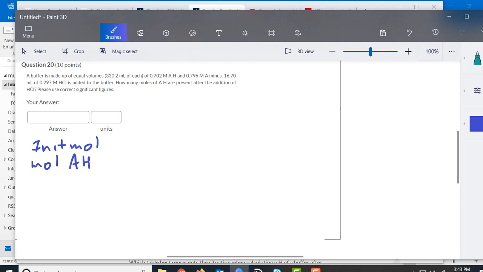Now we don't really need the moles of A-. I'm going to go ahead and get them anyway, but we don't need to actually have them for this specific problem, but you will need them for other problems. So that would be times 0.3302 liters. That's the milliliter up here if it's been converted into liters. That's going to be 0.232 moles.